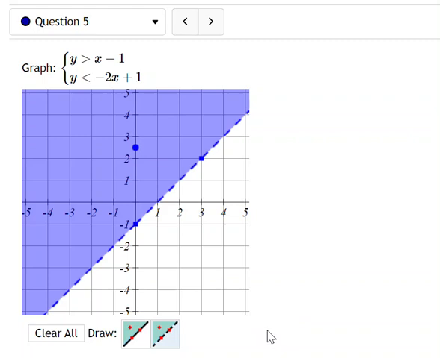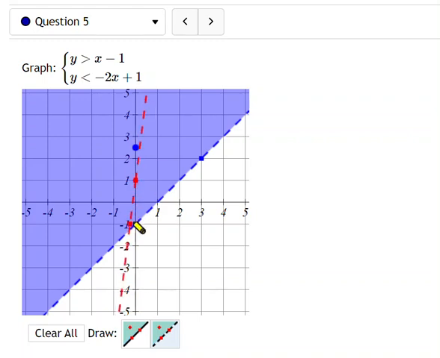Now I have to graph and shade the other line. Again, it's a strict inequality. There's no equal to bar there. So I'm going to pick the broken line again. This has a y-intercept of 1 and a slope of -2. So y-intercept of 1 and a slope of -2.